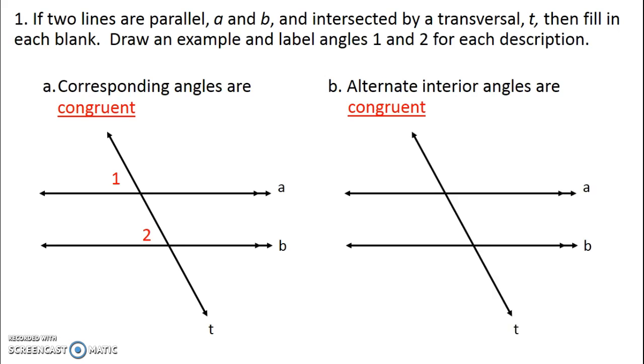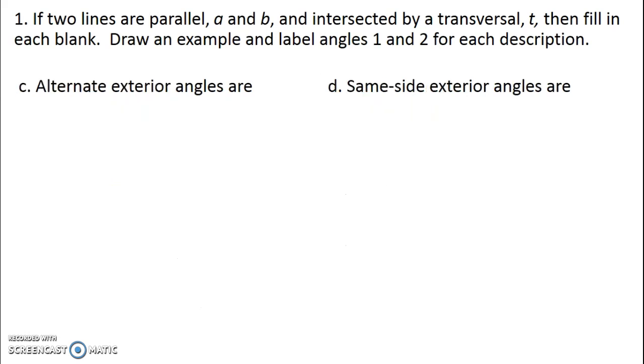Alternate interior angles have to be inside your parallel lines. So there I put angle 1, but it needs to be on the other side of your transversal. So I put angle 2 on the alternate side. Alternate exterior angles are also congruent. Same side interior angles are supplementary though.